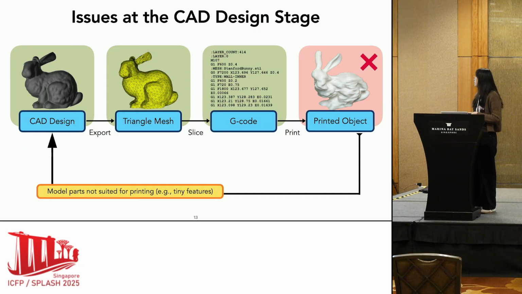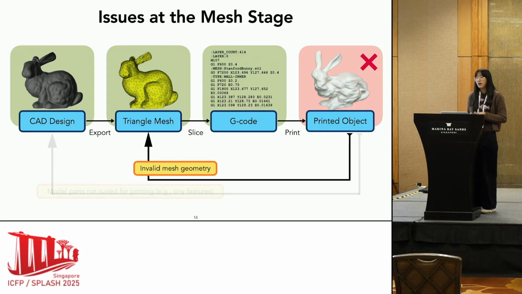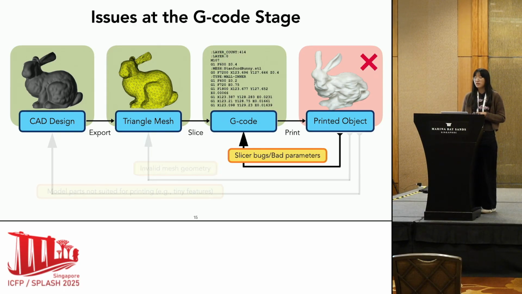For example, the model design itself might just be flawed. It can have some small, intricate features that are simply not suited for printing. The mesh could also be invalid at the geometry level. The slicer could also be buggy in handling certain geometries and thus producing incorrect G-code.